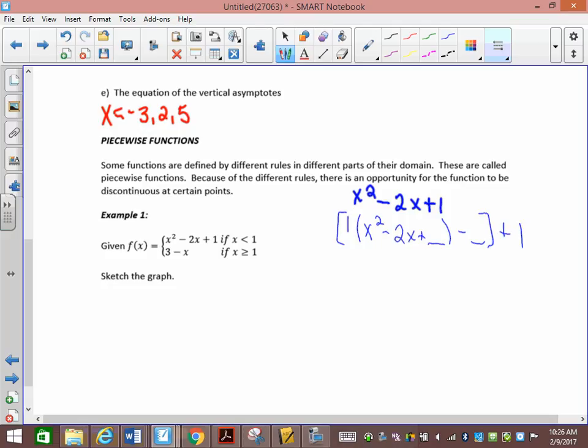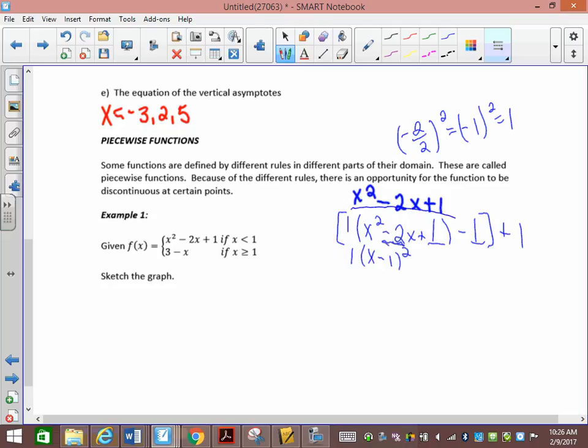plus 1. To get our blank, we do b divided by 2 squared. So negative 2 divided by 2 squared is negative 1. Squared is 1. The 1 stays. What multiplies give me 1 and adds give me negative 2. X minus 1 twice. So x minus 1 squared.